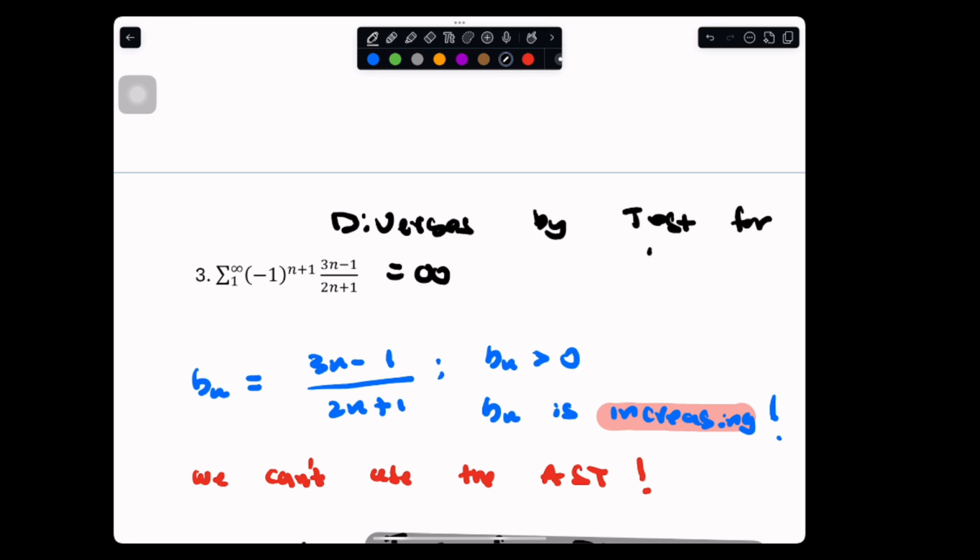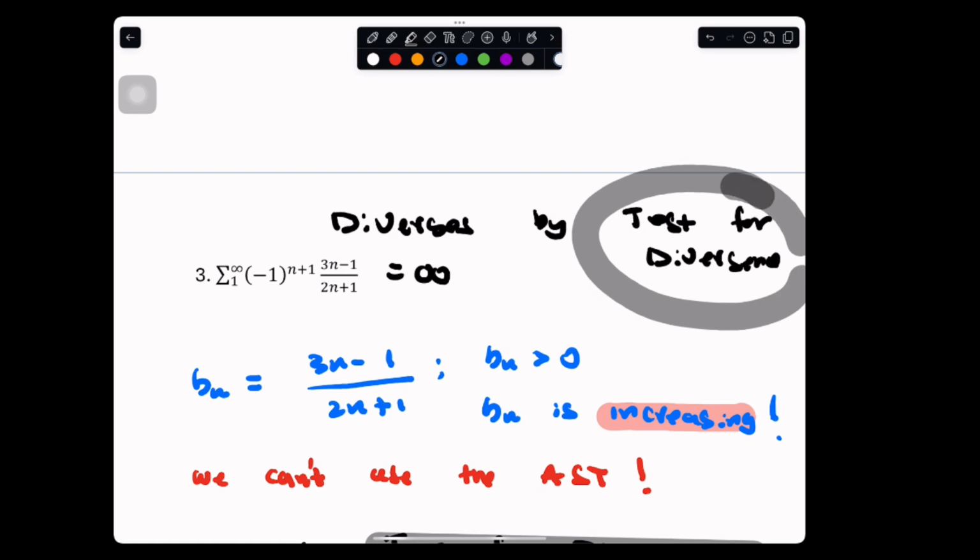When it applies. You say, when do I use that? Well, you've got to take the limit of the absolute value of a_n.